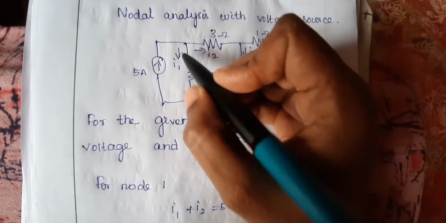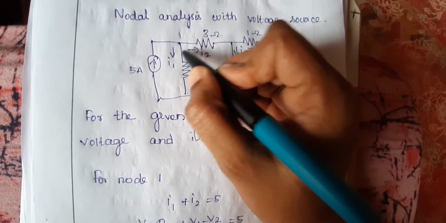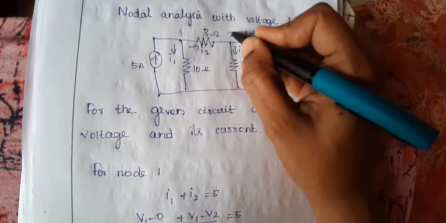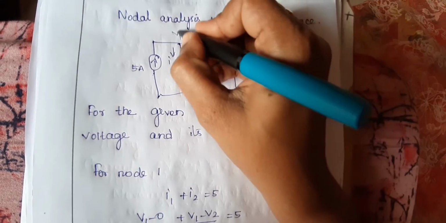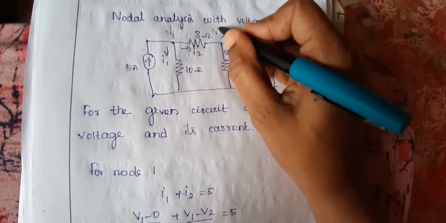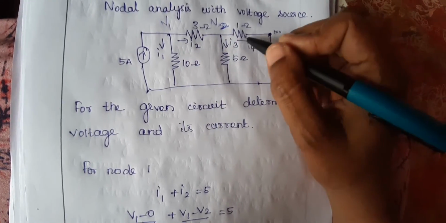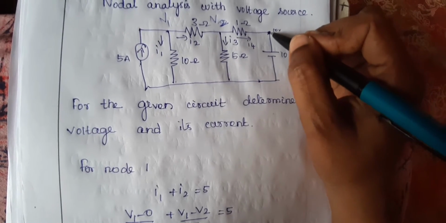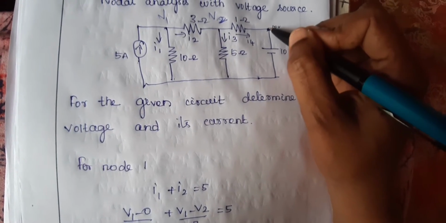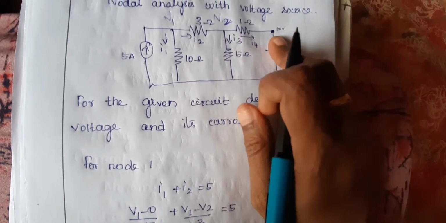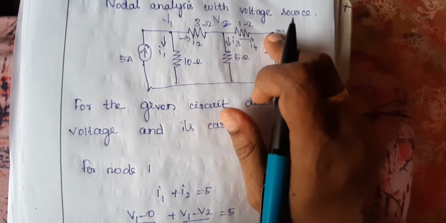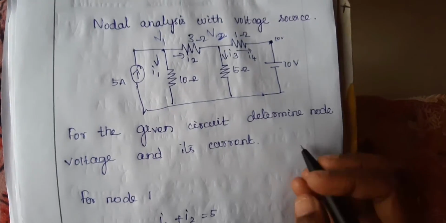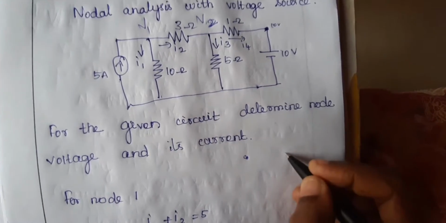So how many nodes are here? Node 1, where two resistors are joining, and here it is node 2. The voltage at node 1 is V1 and at node 2 is V2. Another voltage here is 10 volt, and here also the voltage is 10 volt. This is not a node because only one resistor is meeting, so only two nodes are there, V1 and V2. You can simplify it and also draw the diagram in this form.